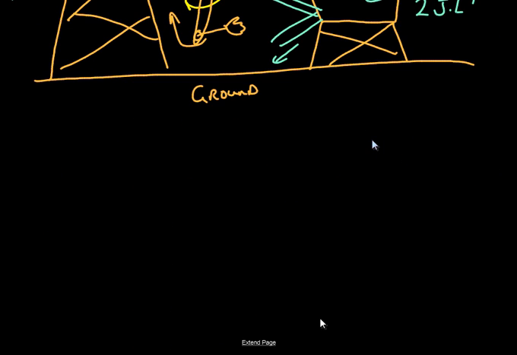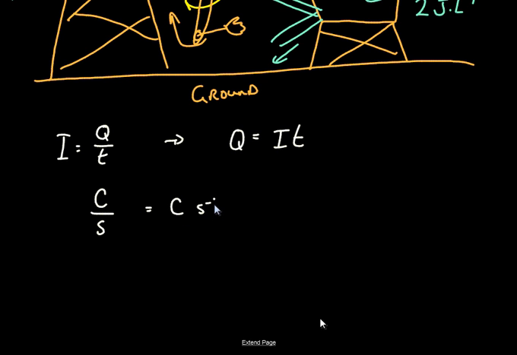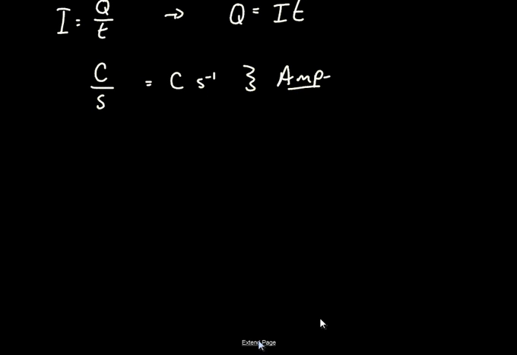So let's just recap what we've learned here. We've learned this: I, which is current, is the charge passing a point in a given amount of time. I equals Q over T, or the way I always remember it is just this: Q equals I T. Quit. It's easy to remember. Q equals I T. And the units here are coulombs passing a point every second. So the unit is coulomb per second, which we call the amp. It's a special name, named after Ampere.